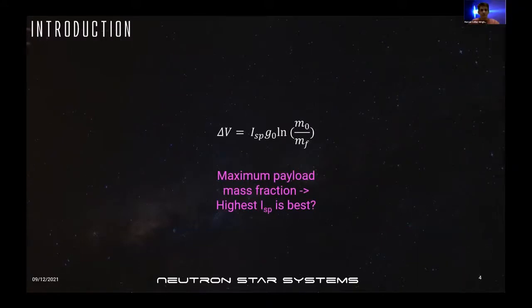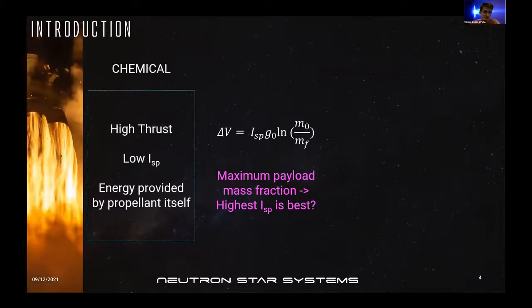When you have a given orbital transfer with a given delta V, the classic rocket equation will tell you that if you want to maximize the amount of payload and minimize the amount of fuel you need, you want to always go with the highest specific impulse. If you're looking at chemical propulsion, this is pretty much true, because the way chemical engines work, they just take their energy directly from the fuel. So if you can maximize the Isp, then you can maximize the amount of payload and minimize the amount of fuel.